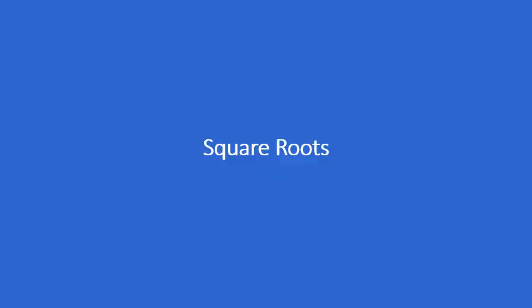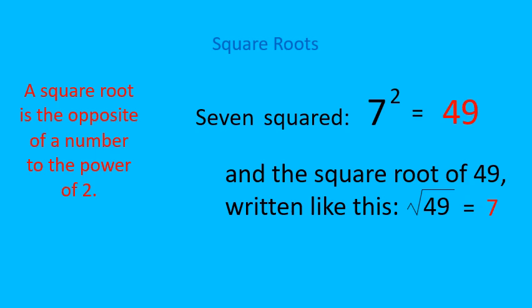We are now going to talk about square roots. A square root is the opposite of a number to the power of 2. For example, 7 squared, which is written like this, equals 49. And the square root of 49, written like this, equals 7.